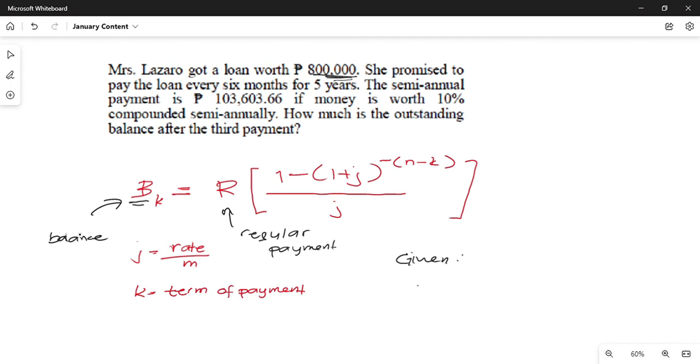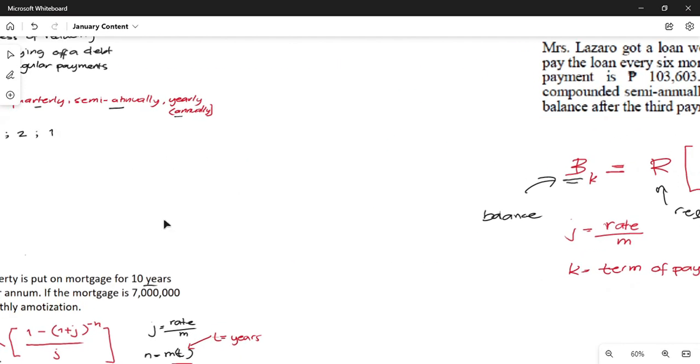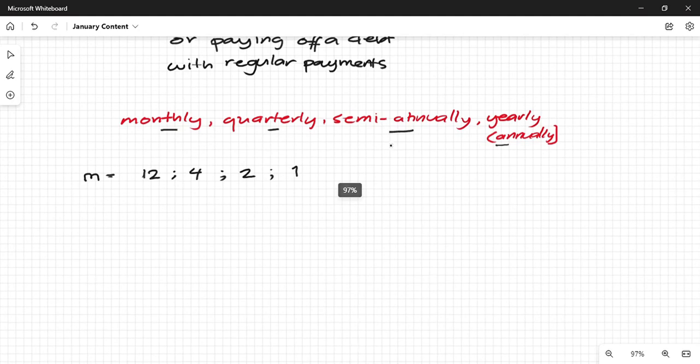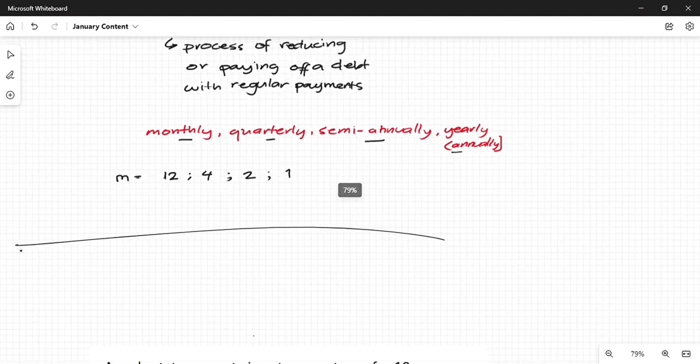So the given here is we're not using P, but we're using R. So what is the regular payment? How much is the regular payment? Semi-annual, we have 103,603.66. And what is M? Because this is semi-annual, M will be equal to 2. If it's semi-annual, then M should be equal to 2.